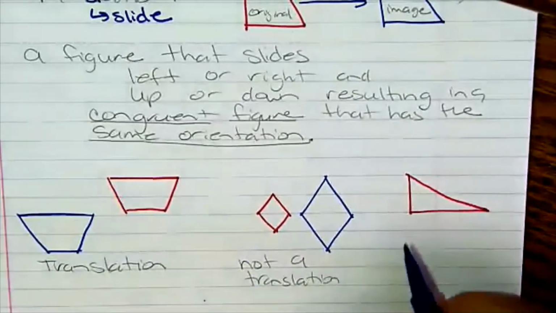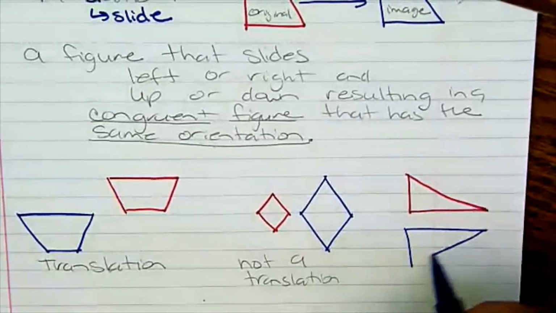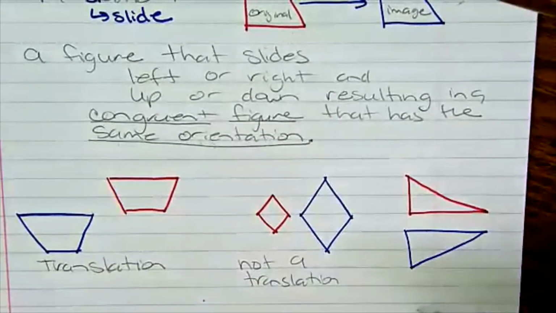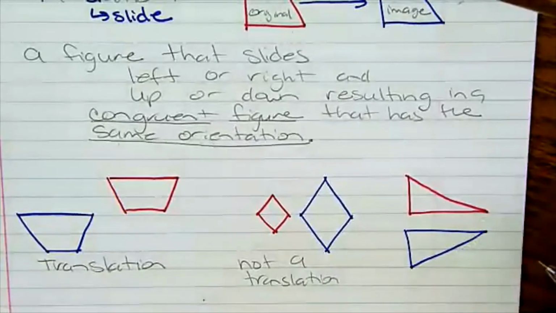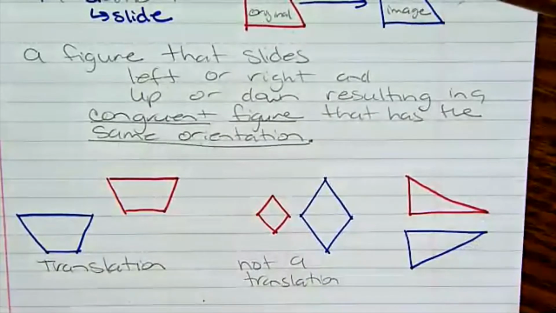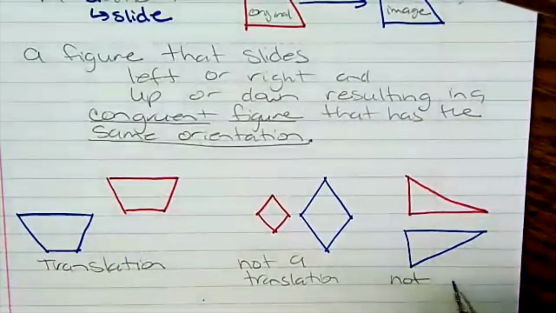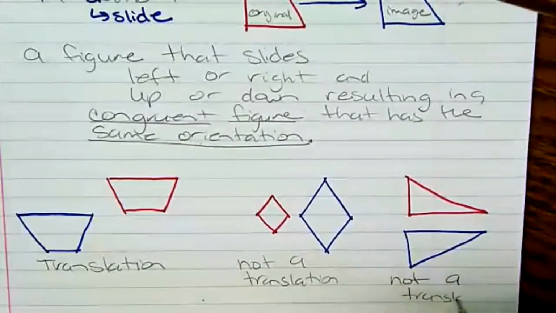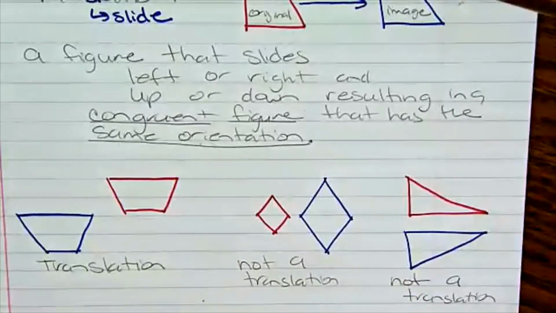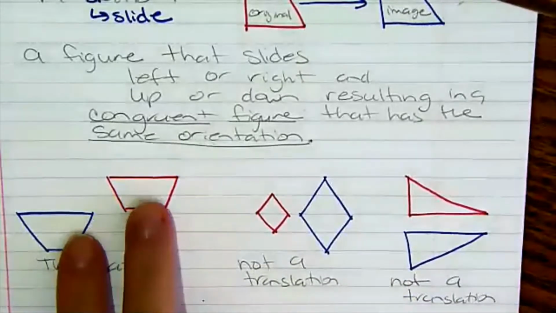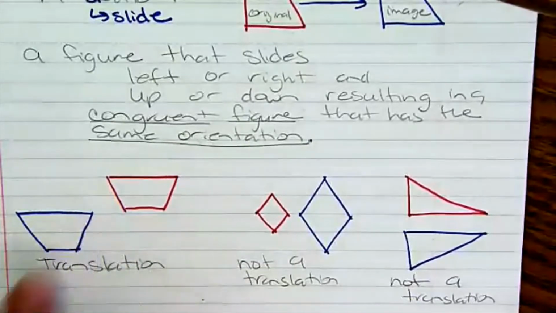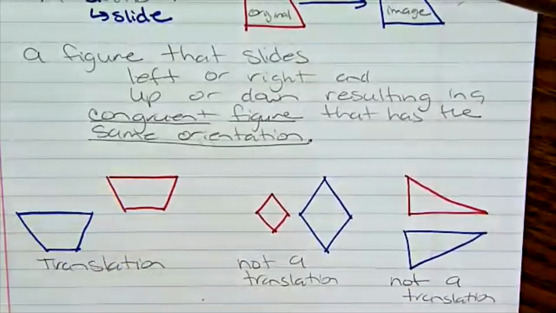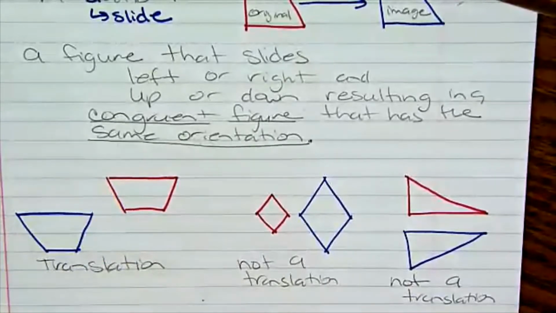And then we have this. The two figures are congruent. They're the same size and the same shape, but they do not have the same orientation. They're not going the same direction. Therefore, this is not a translation. So for it to be a translation, the figures need to be congruent, same size, same shape, and the same orientation, going the same direction.